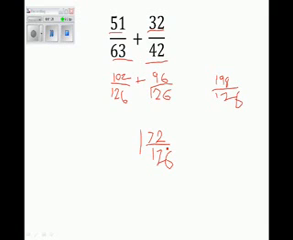So I can see that 18 goes into 72 and 126. 18 goes into 72 4 times, and 18 goes into 126 7 times. Now here is our final answer.